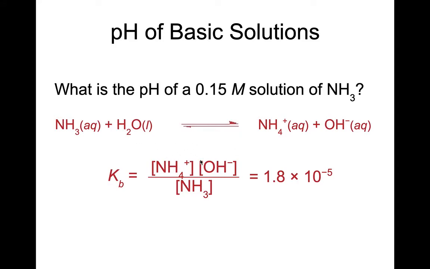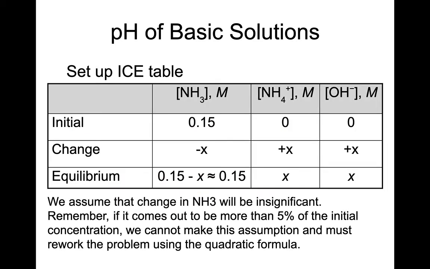We know it's products over reactants, and we were given that value. We know that the base dissociation constant is 1.8 times 10 to the negative 5th. So we've got all the information we need here to create our ICE table. So our initial concentration of NH3 is 0.15 molar, and initially we have 0 product. We're waiting for it to react with the water.